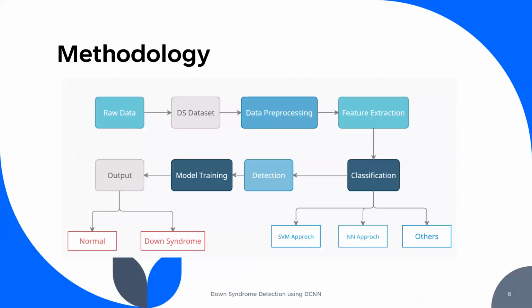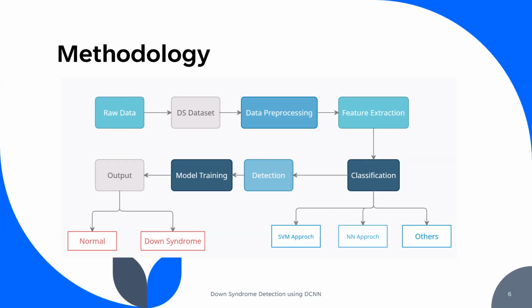Moving on to the methodology. As you can see from the flow diagram, the data set used was an image data set, which was then pre-processed. Features were extracted. Classification algorithms such as the SVM approach, the naive Bayes approach, and the neural network approach were implemented. The detection was performed, and then it was classified into normal people and Down syndrome people.